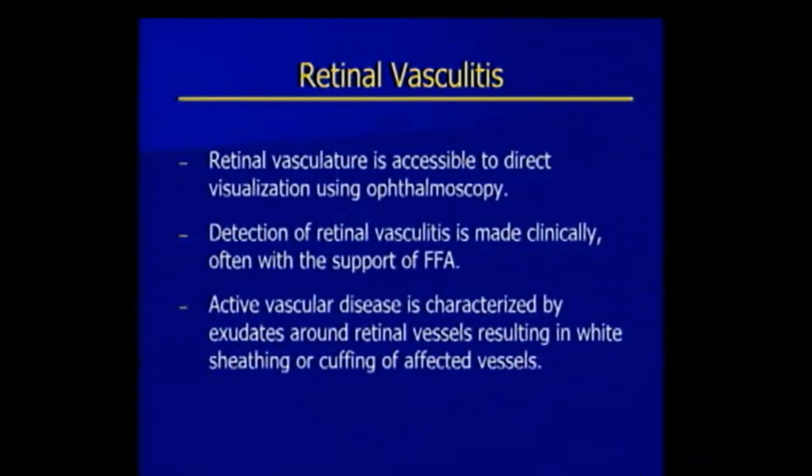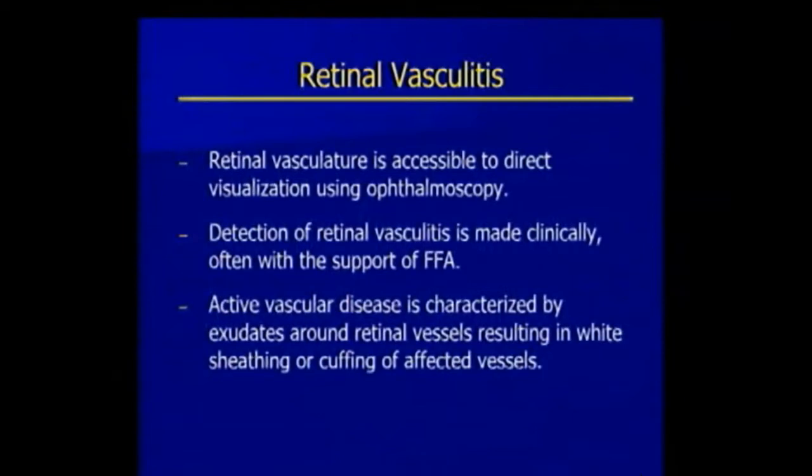Clinically, active vascular disease or active vasculitis is characterized by exudates. When you have inflamed blood vessels, there are exudates formed of inflammatory cells and edema. So there is exudate around the retinal blood vessels, and this exudate will result in what's called white sheathing or cuffing of the affected vessels.